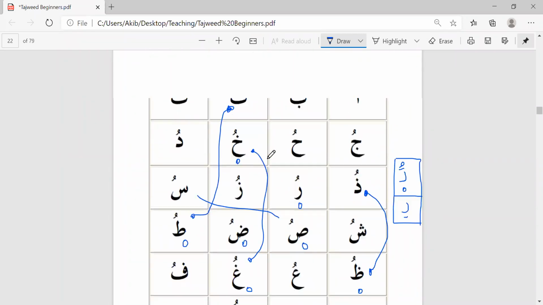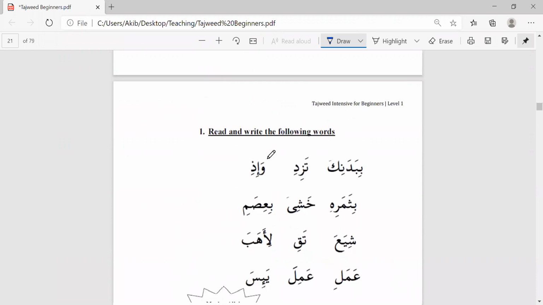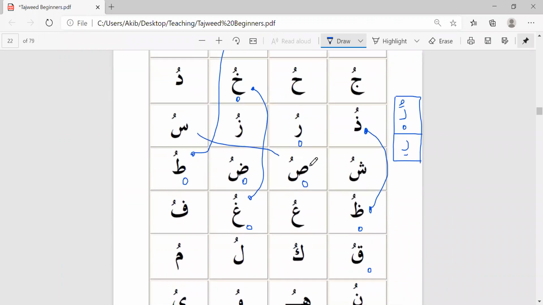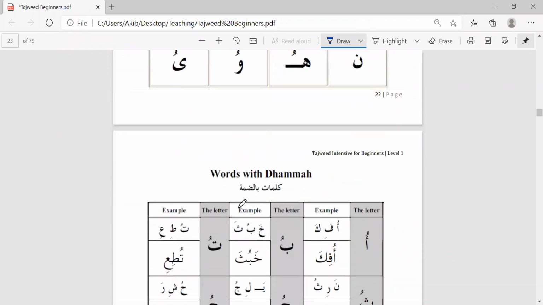I wanted to mention something, but it's just slipped my mind. Inshallah, I'll remember it if it's important.